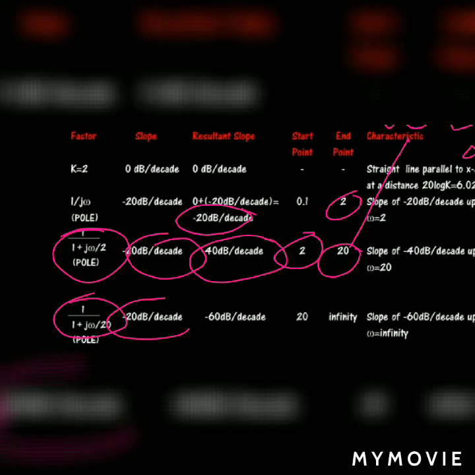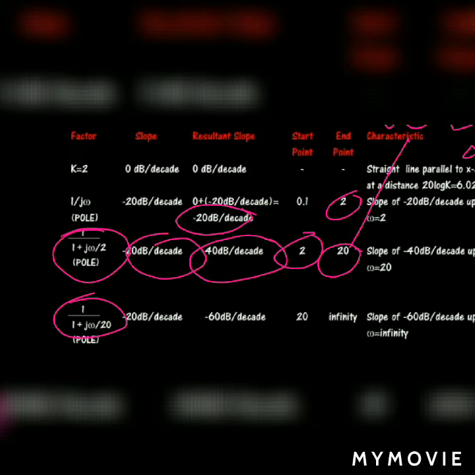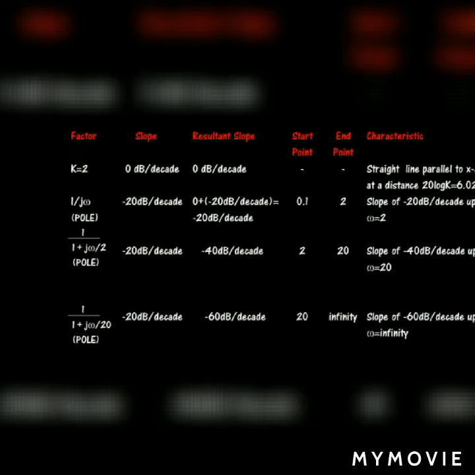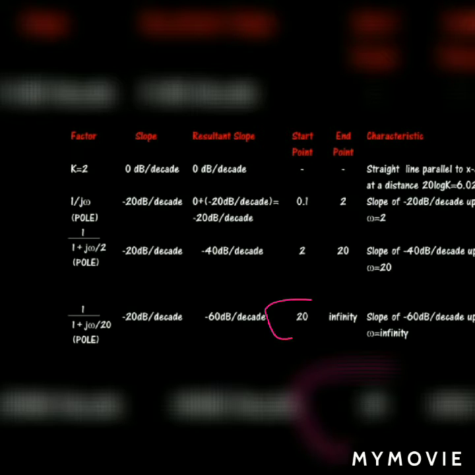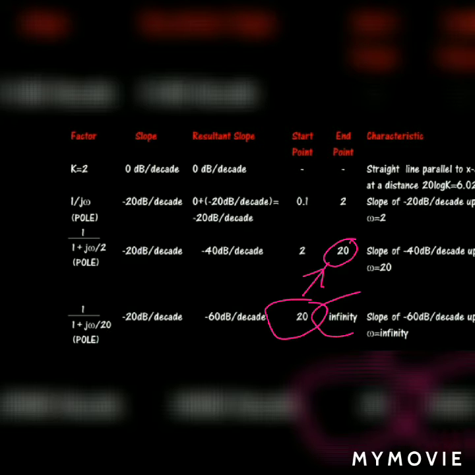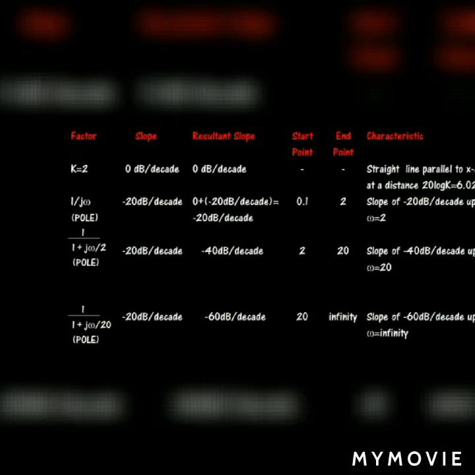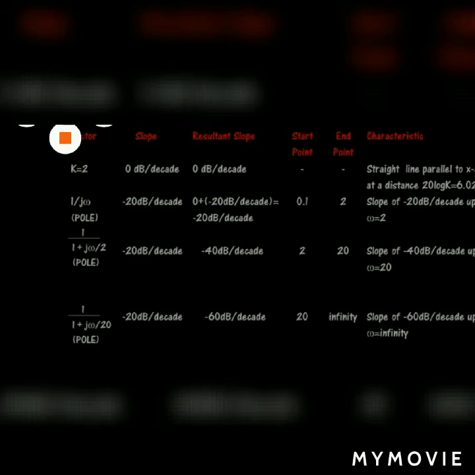In the same way, another simple pole is there. Pole means add minus 20. Previously I had minus 40, so for this simple pole again minus 20, so it becomes minus 60. Here, take the previous end point as your starting point, that becomes 20. It will go till infinity, as there is no next corner frequency.